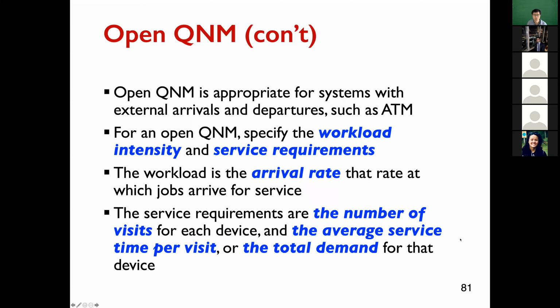An open QNM is appropriate for systems with external arrivals and departures, such as an ATM. Customers use this machine to insert a card, so those are external arrivals and departures. For an open QNM, we need to specify the workload intensity and service requirements in order to calculate the performance metrics of this queueing network.